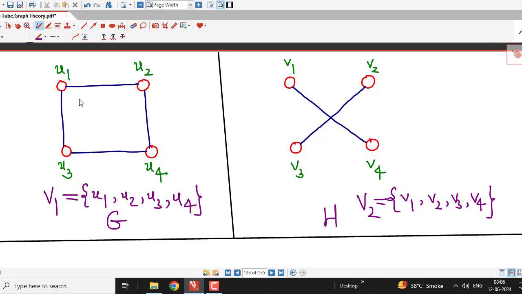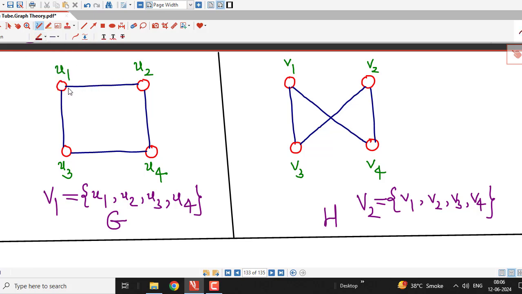Now the number of edges in graph G is 1, 2, 3 and 4, and here also I have to draw 2 edges. Here also we have 1, 2, 3 and 4 edges. That means graphs G and H have the same number of vertices and the same number of edges. Now we check the degrees of vertices.